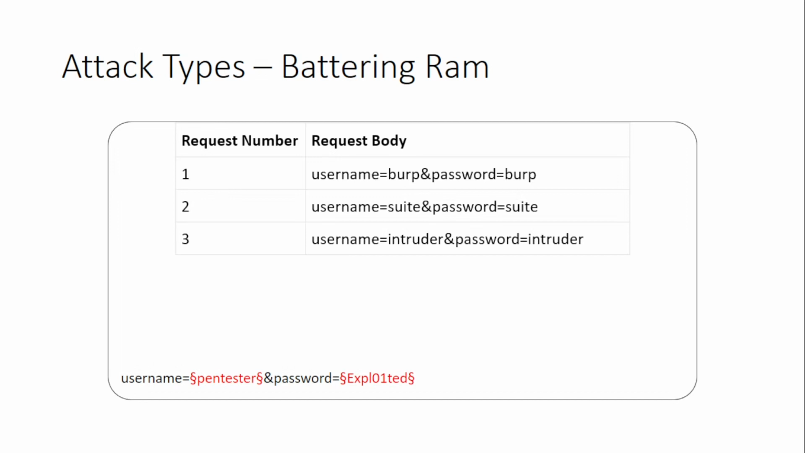Notice that the values for the parameters username and password are the same for each request. So request number 1, username equals burp, password equals burp, the first word in the word list. Request number 2, username and password both equal the second word in the word list. And request number 3, both username and password are equal to the third word in the word list.